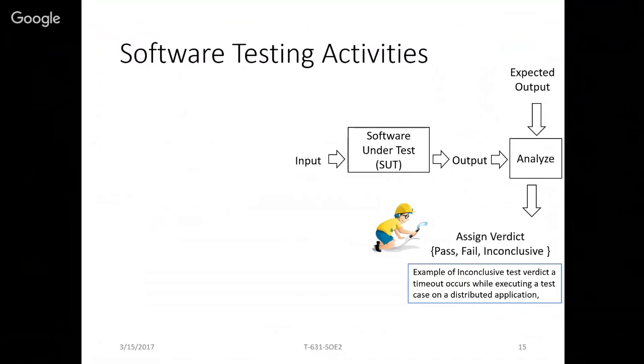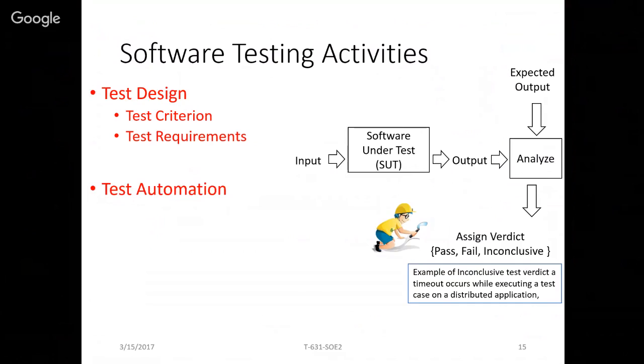So let's continue. Let's revise the software testing activities. We have software design, test automation, test execution and test evaluation. In software design, we focus on input and output. So we have the input and the expected output.